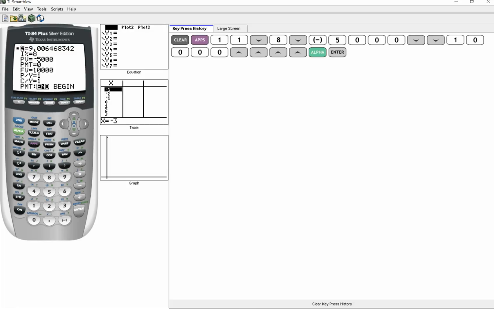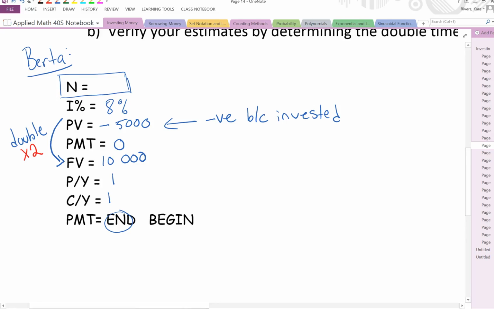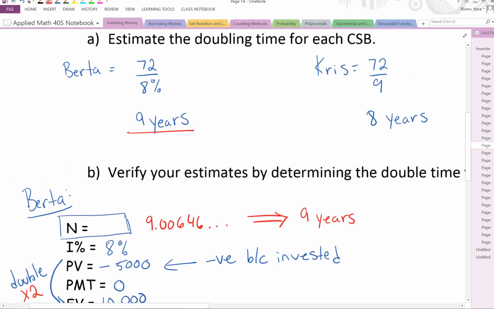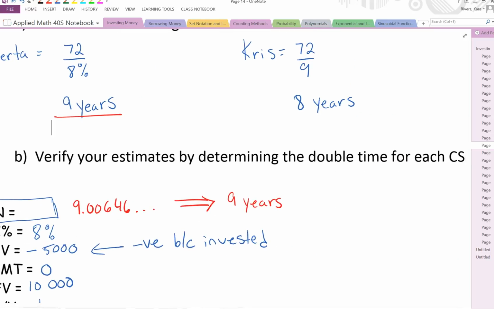You see there's a little dot beside what we're solving for, and it gives us this 9.00646 and so on. So what does that mean? So that's our answer. So what that means is that it takes 9 years to double. Well, if you go back and check, we got the same answer when we used the rule of 72, which was much quicker. So when we're talking about doubling time, this rule of 72 is actually quite efficient. Let's try it again for Chris.